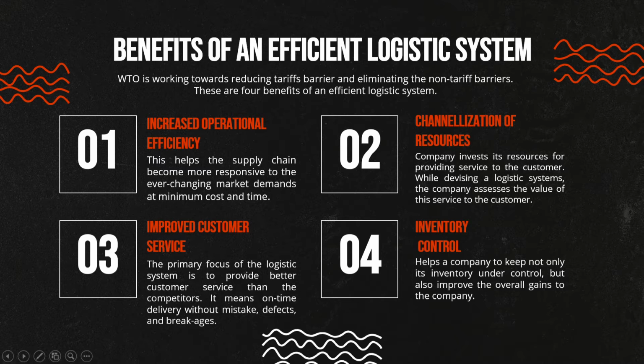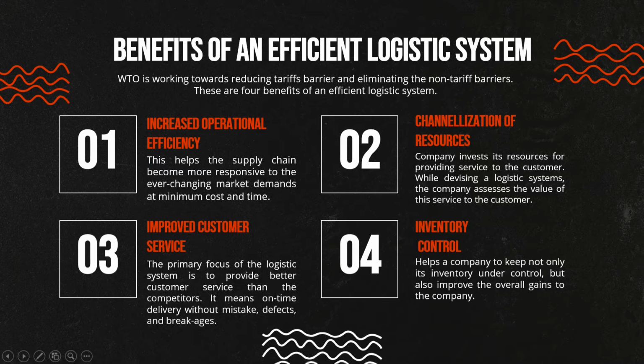A company invests its resources for providing service to the customer. While devising a logistics system, the company assesses the value of this service to the customer. In other words, how much the customer could be willing to pay determines the efficiency of the logistic system. For example, the frequency of visit of a delivery van to a small town will depend on the product sale and profit margins. Hence, a retailer who offers higher margins and guaranteed sales is serviced more frequently than the retailer who has an erratic demand.